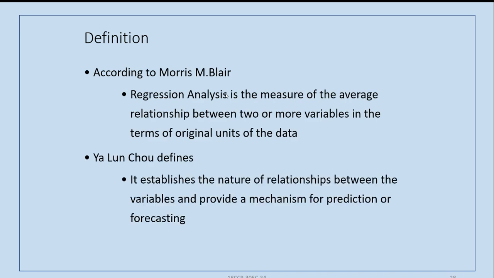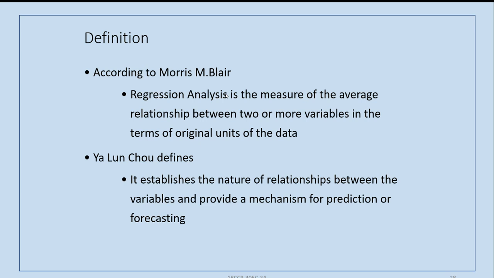When it comes to the definition of regression analysis, according to Maurice M. Blair, one statistician, regression analysis is the measure of the average relationship. Measure of average relationship means the average is calculated for the relationship. When correlation is there, an average relationship will be there between two or more variables in terms of the original units of the data. Original data should be known, then we can calculate regression.